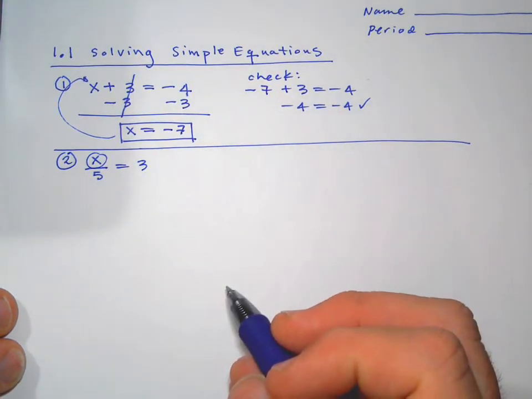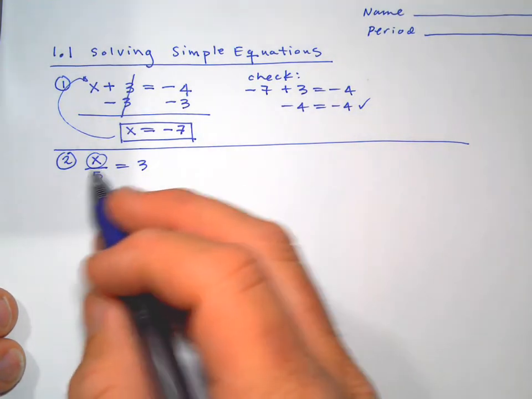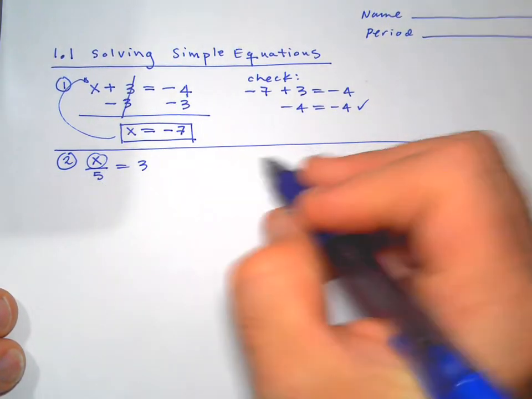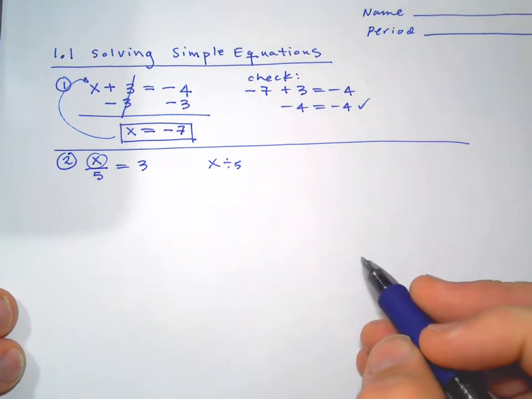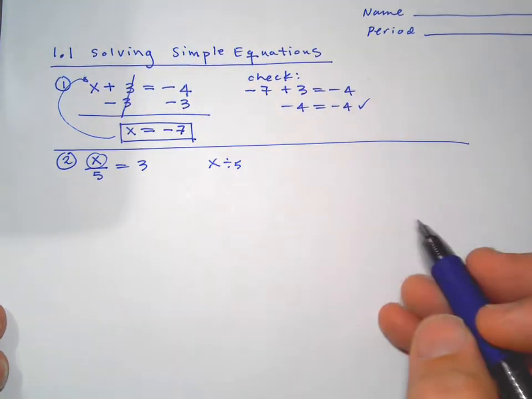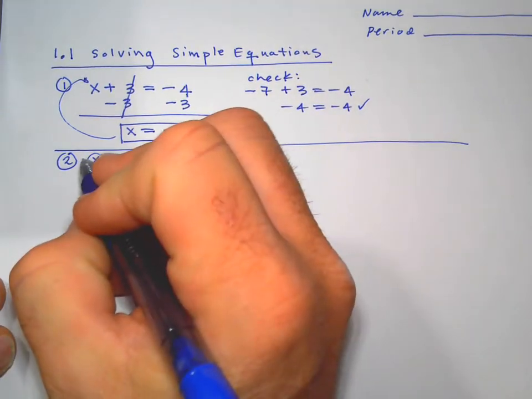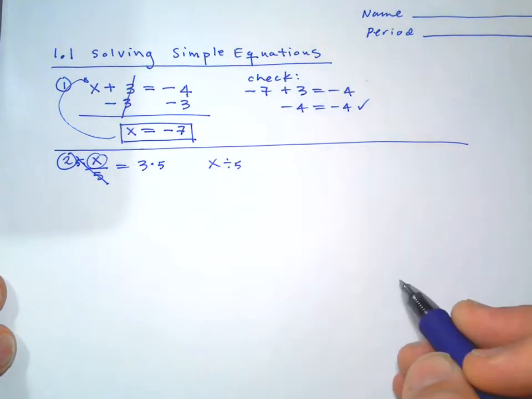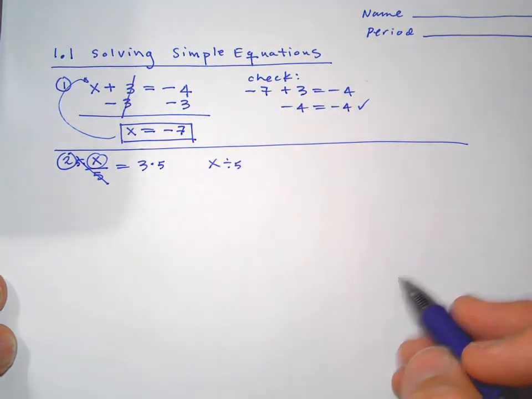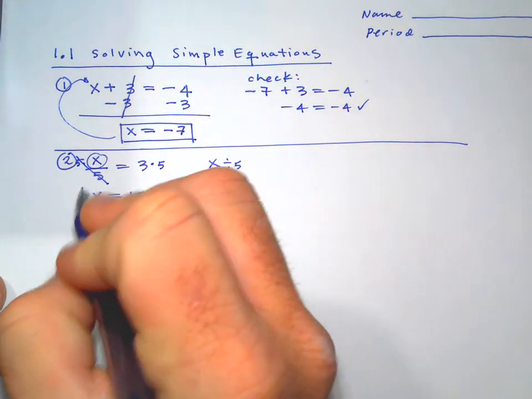The way to write division, by the way, is as a fraction, right? This is a fraction, but this is one way of writing division. This means the same thing as x divided by 5, right? To get rid of division, the opposite operation is multiplication. So we would multiply by 5 and multiply by 5. Or if you do it to one side, you have to do it to the other. And so we get x equals 15.